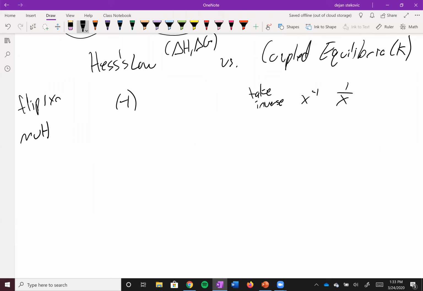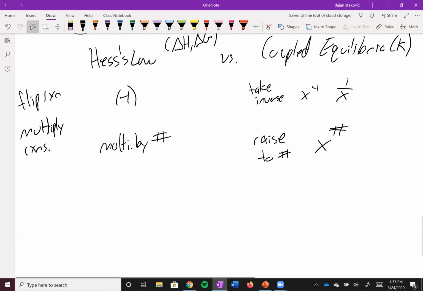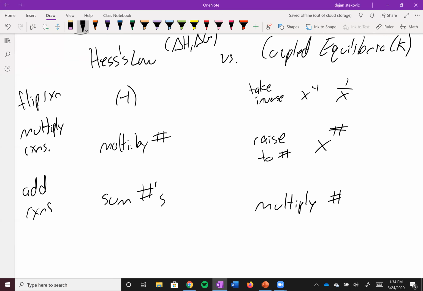When we multiply the reaction, we multiply by the number here, right? So if you double the reaction, multiply by 2, triple it, multiply by 3, and over here in the coupled equilibrium, we raised it to the power, right? So it'd be x to that number. So if you double it, you square it. If you triple it, you cube it. And then here, when we add reactions, we sum the numbers, so we add them. Whereas here, we multiply the numbers. So you can see it's overall the same idea, but different mathematical functions. So practice some of the harder ones in the homework as well. This one was quite simple.